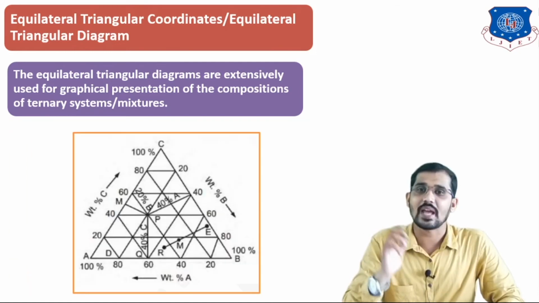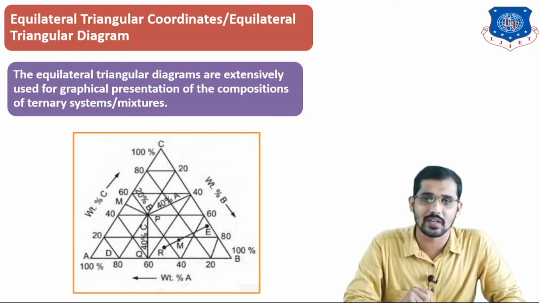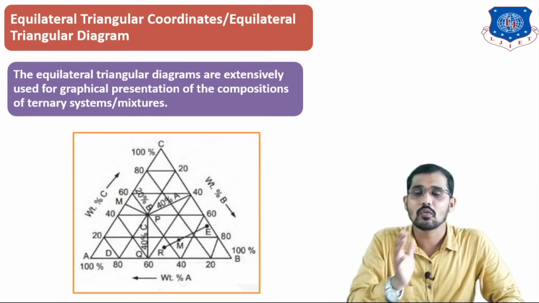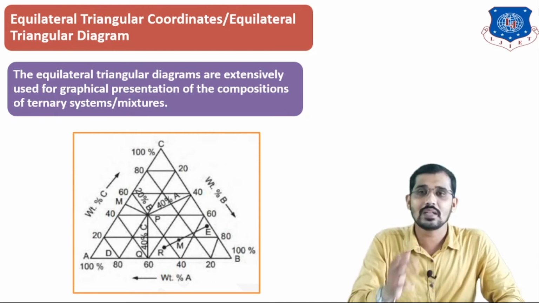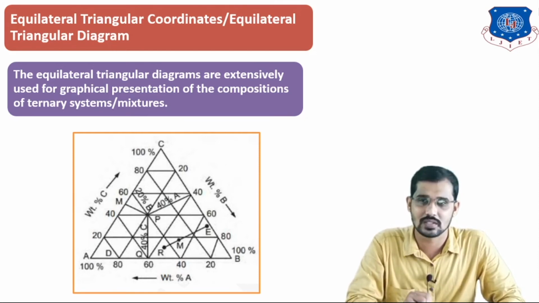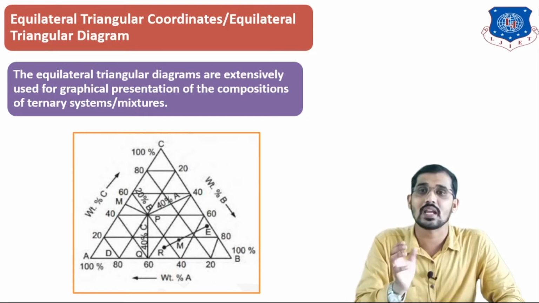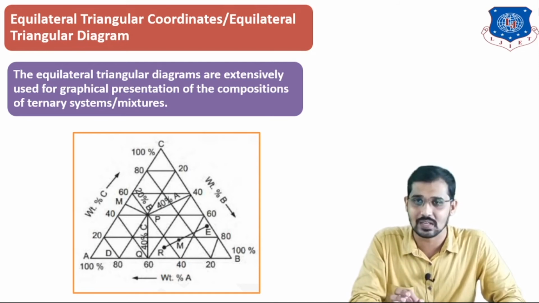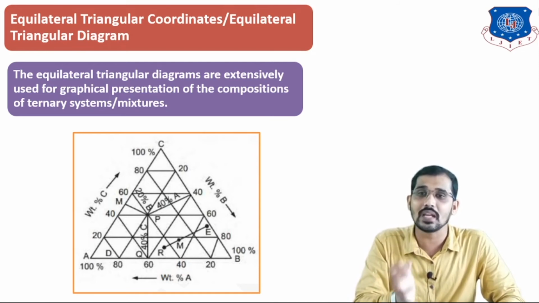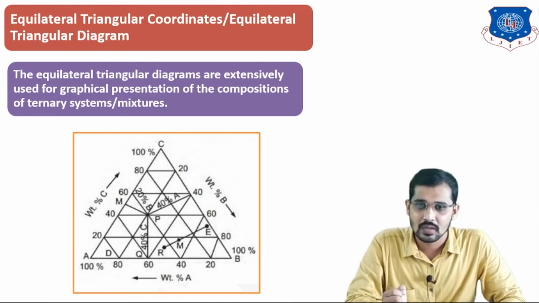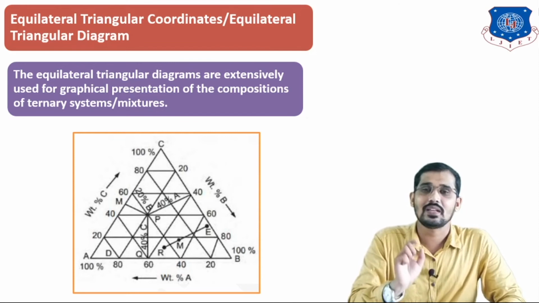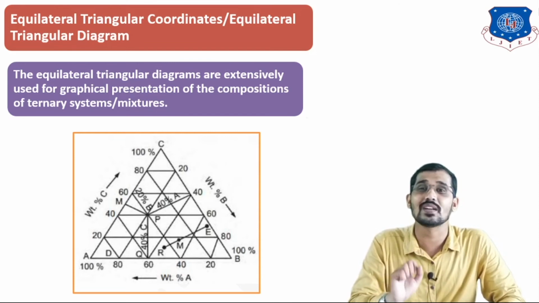This is the diagram for the equilateral triangular coordinates. Here we have three components, component A, component B and component C. These three components are available in pure form at the vertices. Component A is present at 100% at vertex A. At vertex B I have 100% component B. At vertex C I have 100% component C.